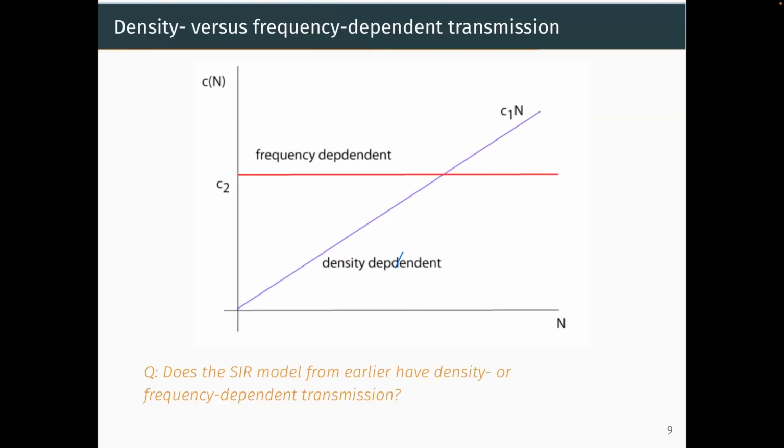If we compare that to frequency dependent transmission, as the population size gets very, very small, there's no drop off in the transmission rate. So that risk of infection remains. This turns out to be really important when you think about the potential for infections to drive their populations extinct.